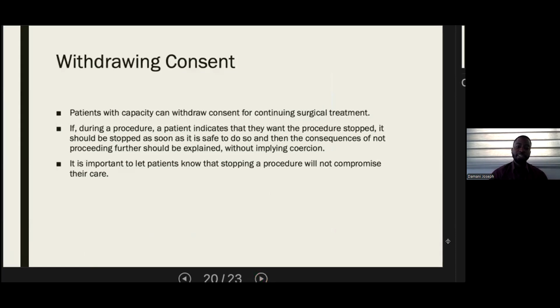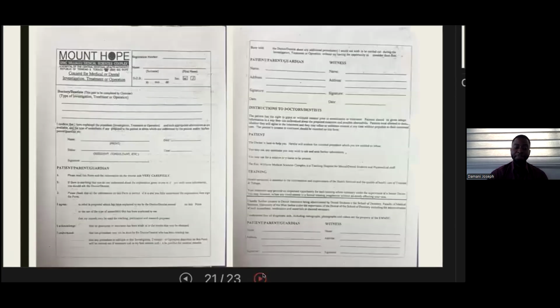So patients with capacity can withdraw consent for continuing surgical treatment. If it's during a procedure and the patient indicates that they want the procedure stopped, it should be stopped as soon as it is safe to do so. And the consequences of not proceeding should be fully explained without implying coercion on the patient. It's important to let patients know that stopping a procedure will not compromise their care.